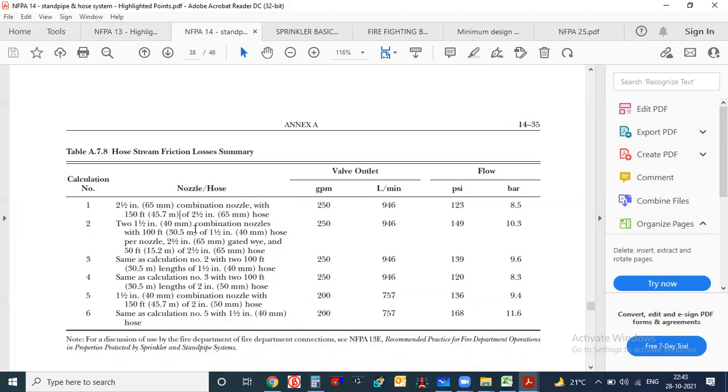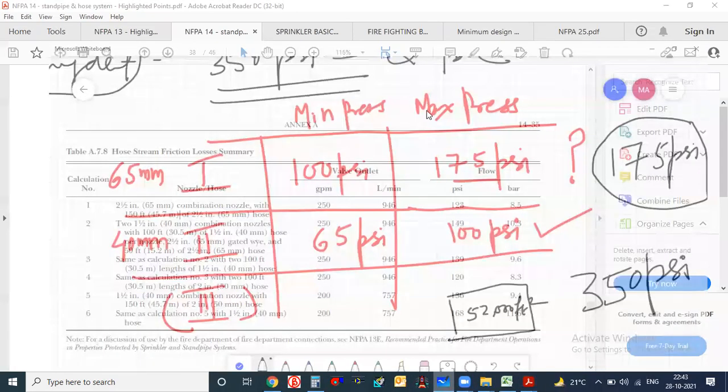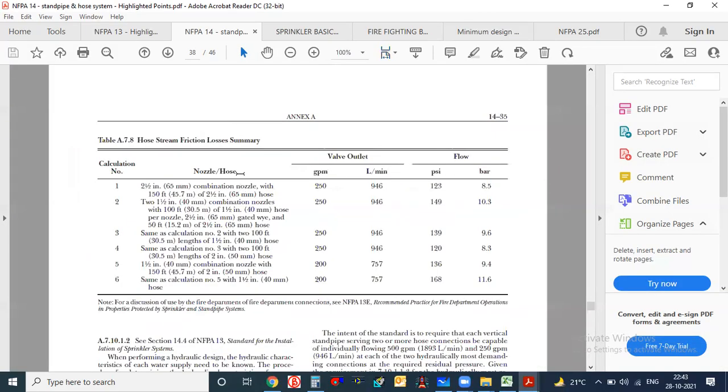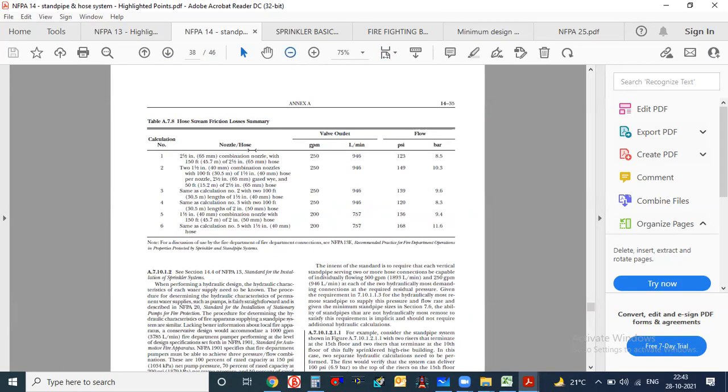I think this is used for some manufacturing companies only. Maybe they will check this, because we are sticking with these particular points only: 100, 175, 65, 100. If we include these points, again we will get confused. A lot of confusion will be created. So that's why we will just skip this. But if you get any chance to discuss with any manufacturer, you can discuss this point with them also. If they have knowledge, they can definitely tell about this.